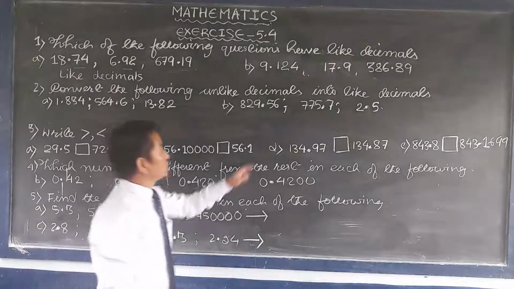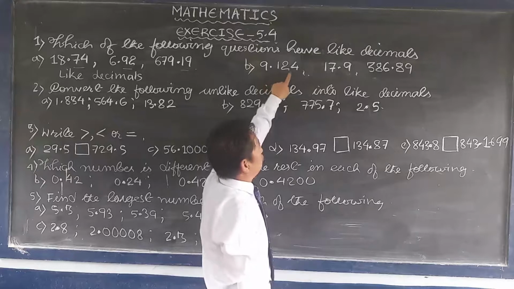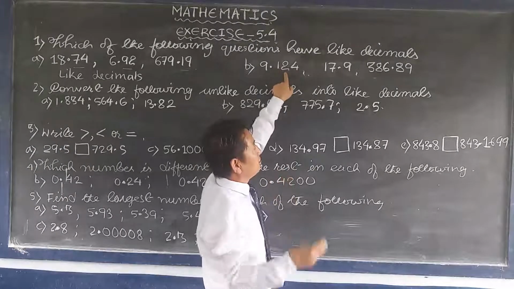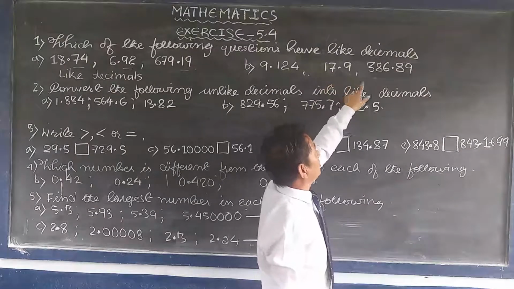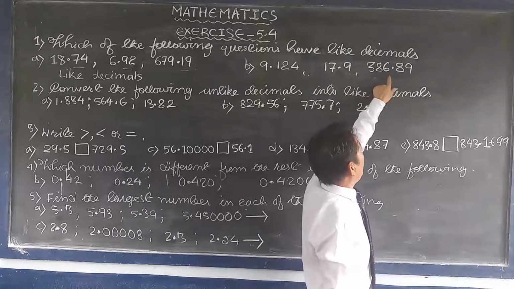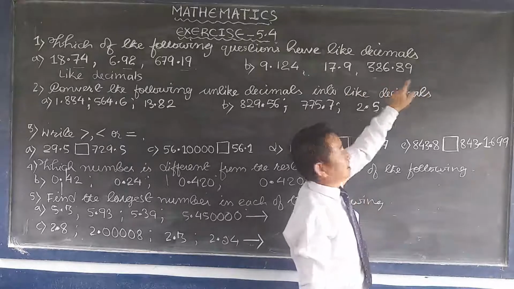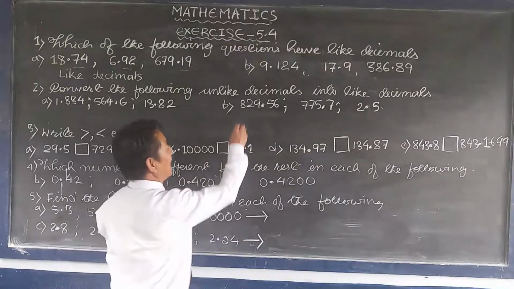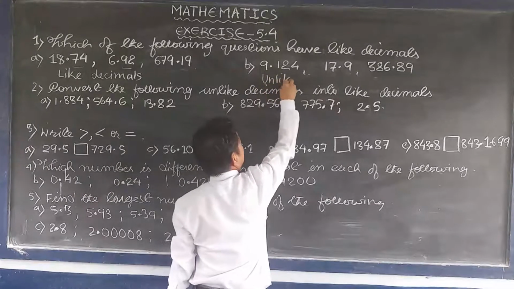Now next, your question B. 9.124: 3 places, or 3 digits after the decimal point. 17.9. 386.89: here 2 places, or 2 digits after the decimal point. So these numbers are unlike decimals. We'll simply write unlike decimals.